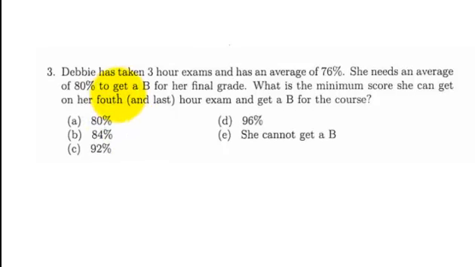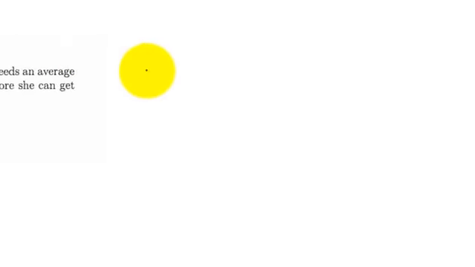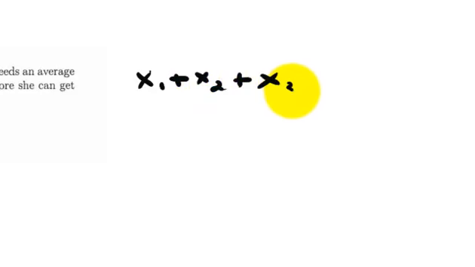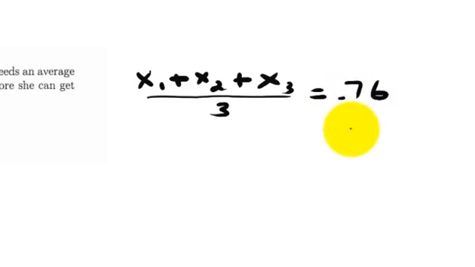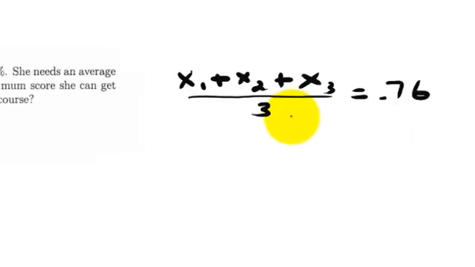Okay, so let's see what we have here. Debbie has taken 3 1-hour exams and has an average of 76%. Now, I don't know what each exam is, but I do know that if I were to add up each exam, which I'll just call x1, x2, and x3, and divide that by 3, I should get 0.76. Remember, anytime you're dealing with percentages and you're going to start doing some math with it, you want to put it as a decimal.